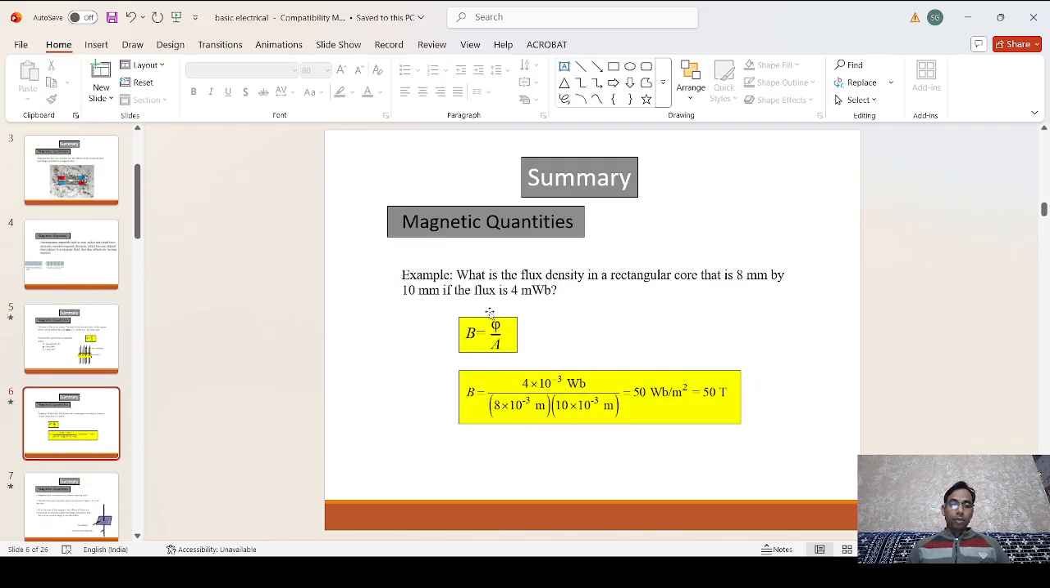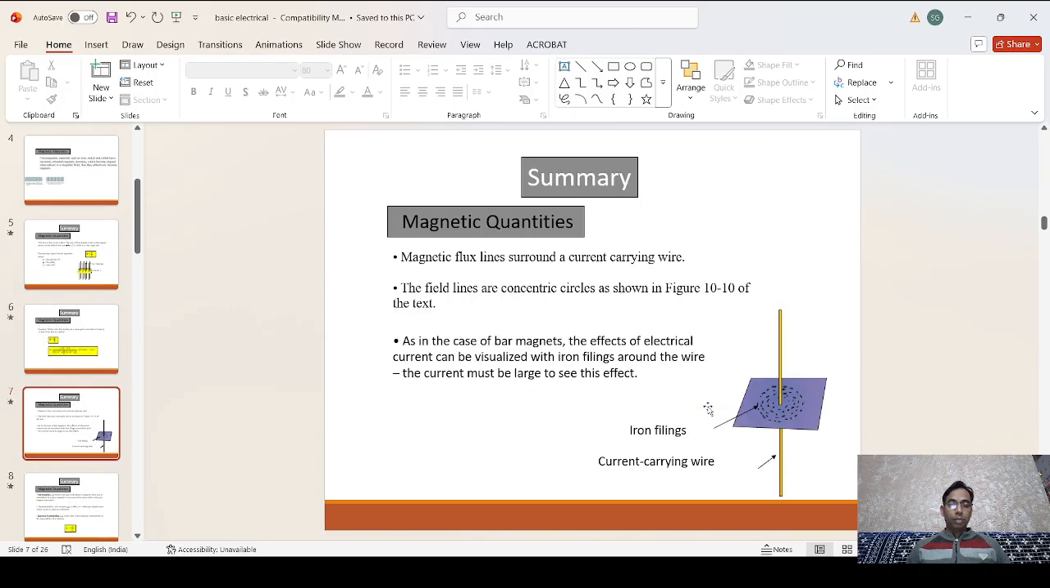Next, how to obtain flux density, for example, for an 8 mm by 10 mm rectangular core with flux set up of 4 milliweber. So we obtain flux density by putting these values in this equation. The flux density value is 50 Tesla or 50 Weber per meter square.